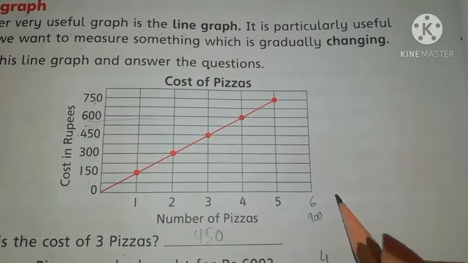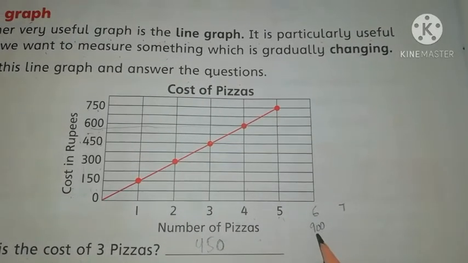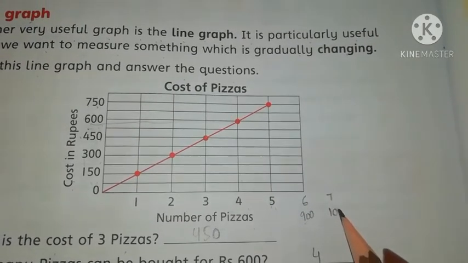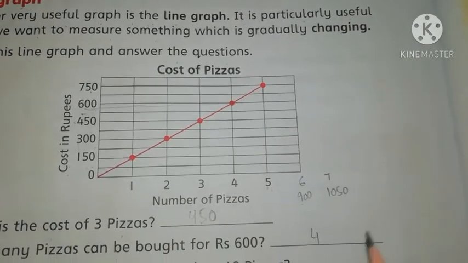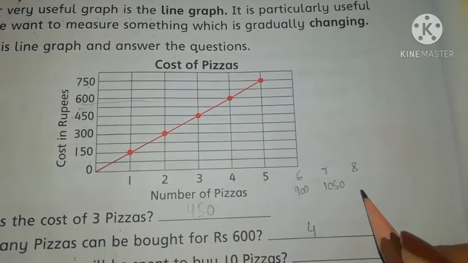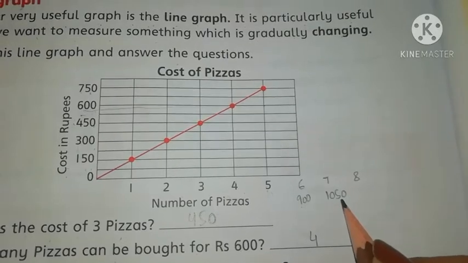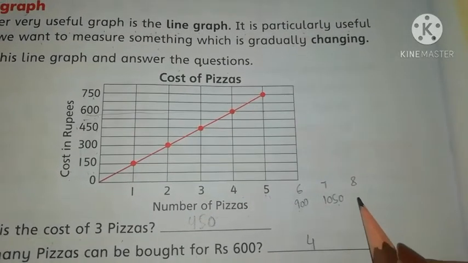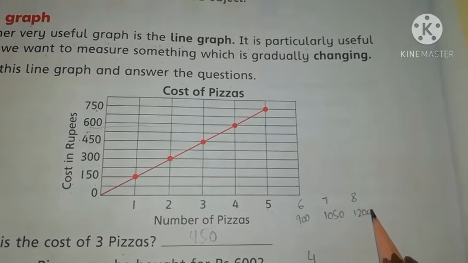And then we will find the cost of 7 pizzas. So 900 plus 150 is equal to 1050. And for 8 pizzas, we will find the cost of 8 pizzas. So 1050, we will add 150. So the cost is 1200.